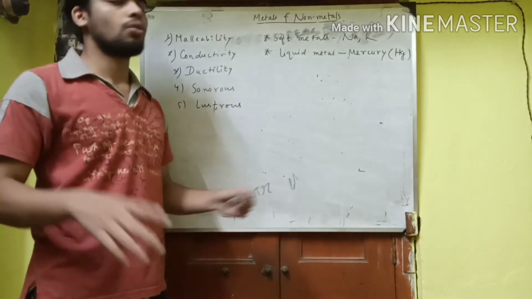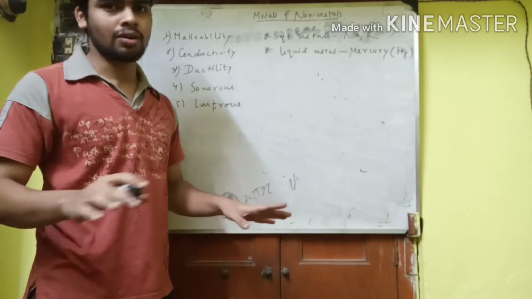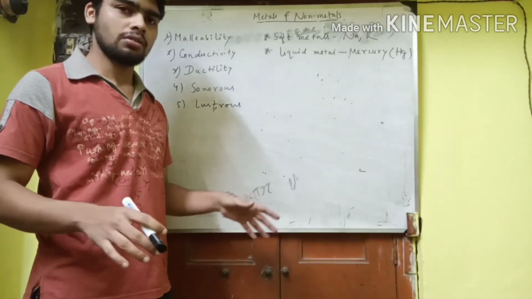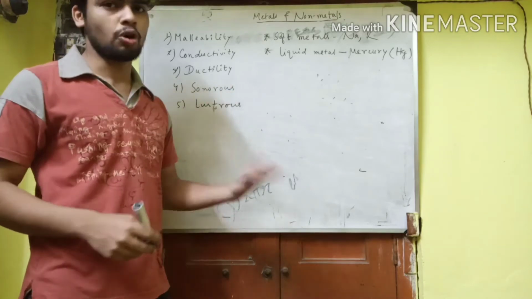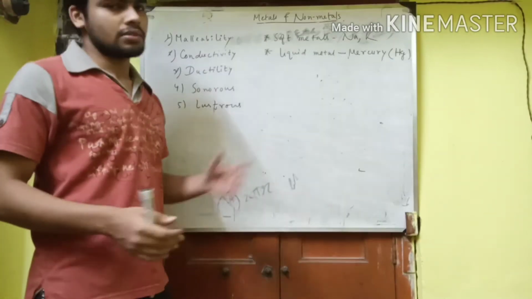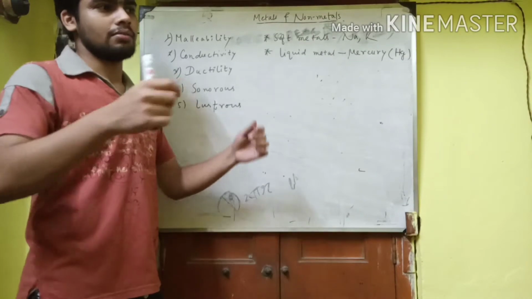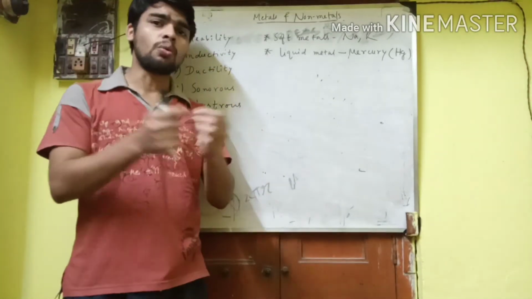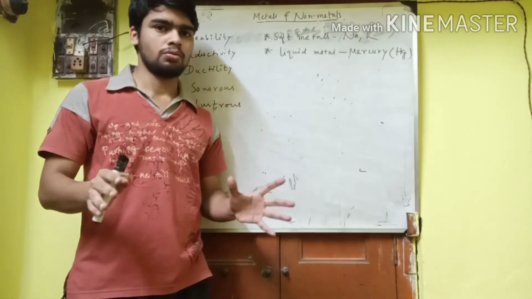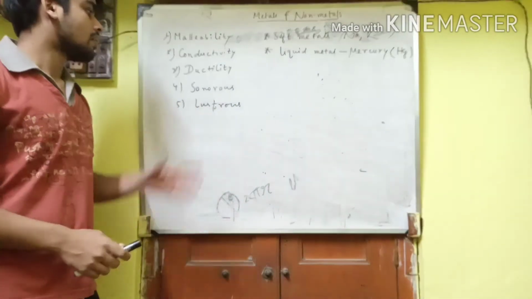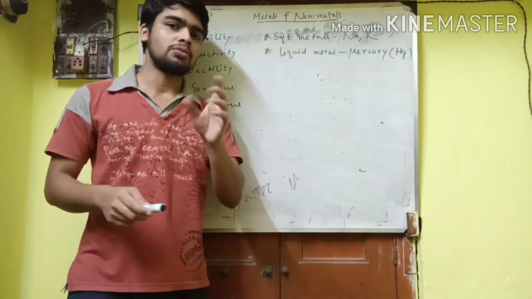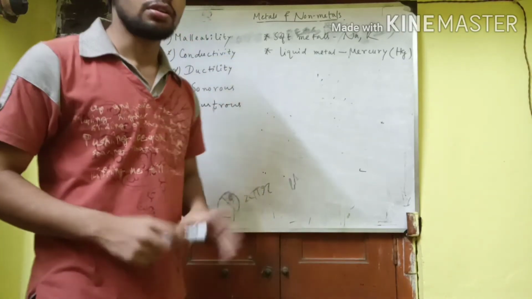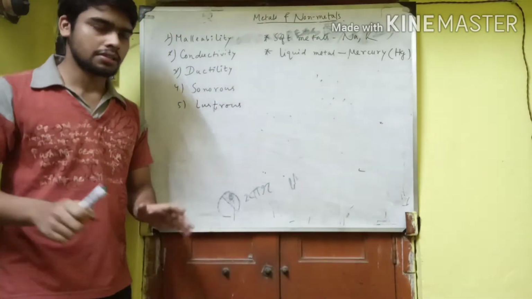Coal and various non-metals are non-conductors of electricity and heat, so they are poor conductors. Ductility: can you make a wire from a piece of coal? No, so they are non-ductile. If you beat the coal piece, can you produce a sound? No. So they are non-sonorous.